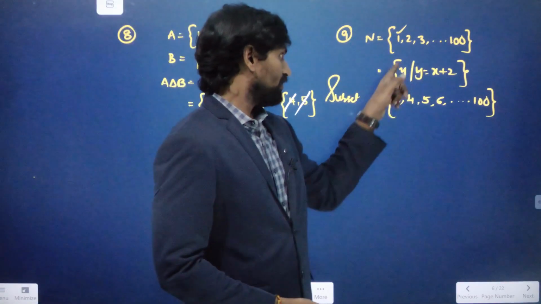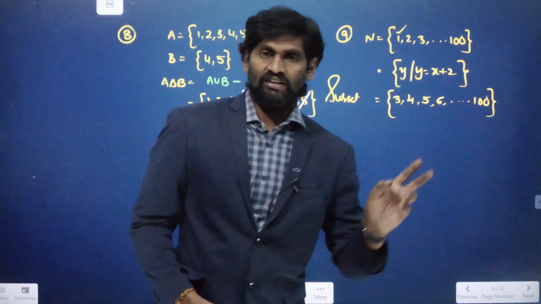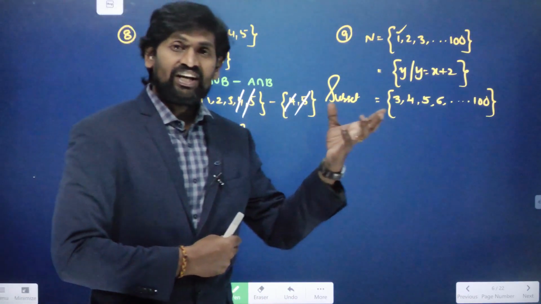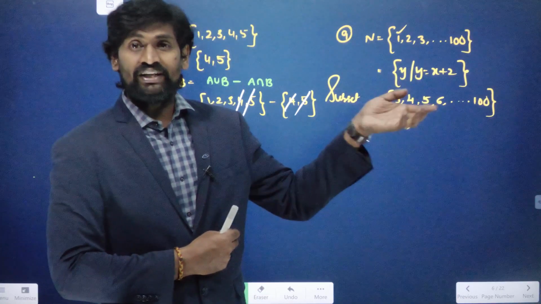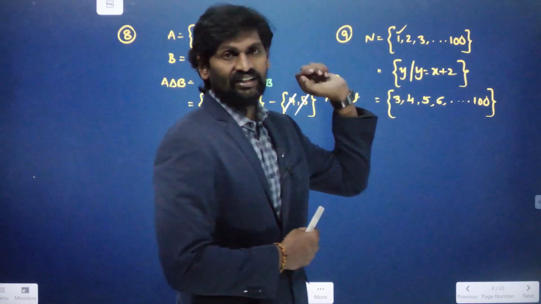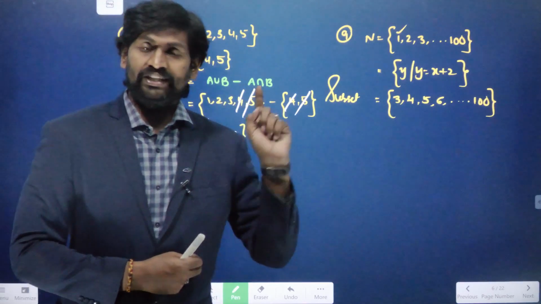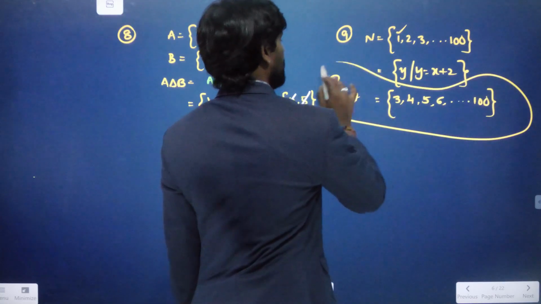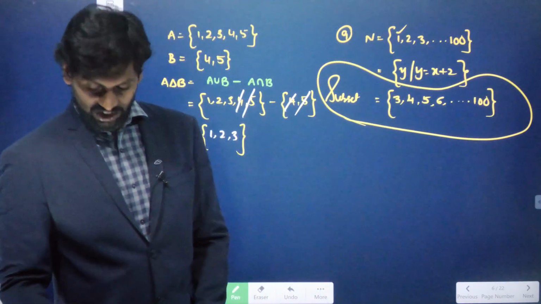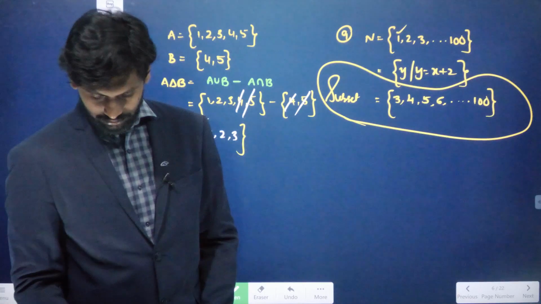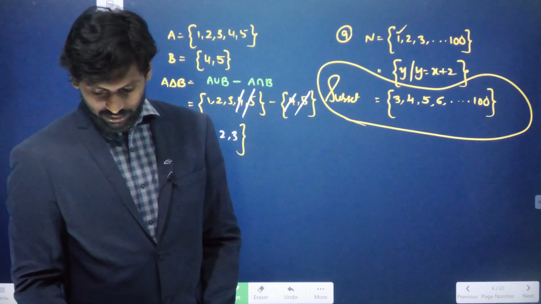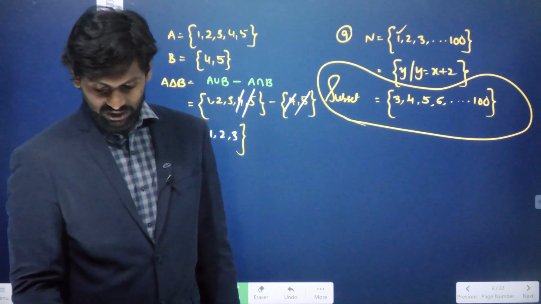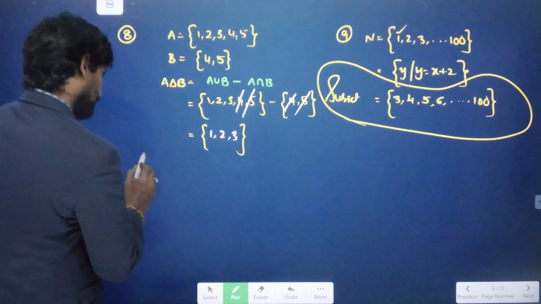We have to take only the possible subsets. These can all be possibilities: 3 can be, 4 can be, 5, like that and so on up to 100 only. When it crosses 100, we cannot take it, because 101 is not an element in the given set N. So 101 cannot be in the subset. So up to 100 we should take. So our required answer is 3, 4, 5, 6 up to 100, nothing but the second option. Okay, so let us move on to problem number 10.